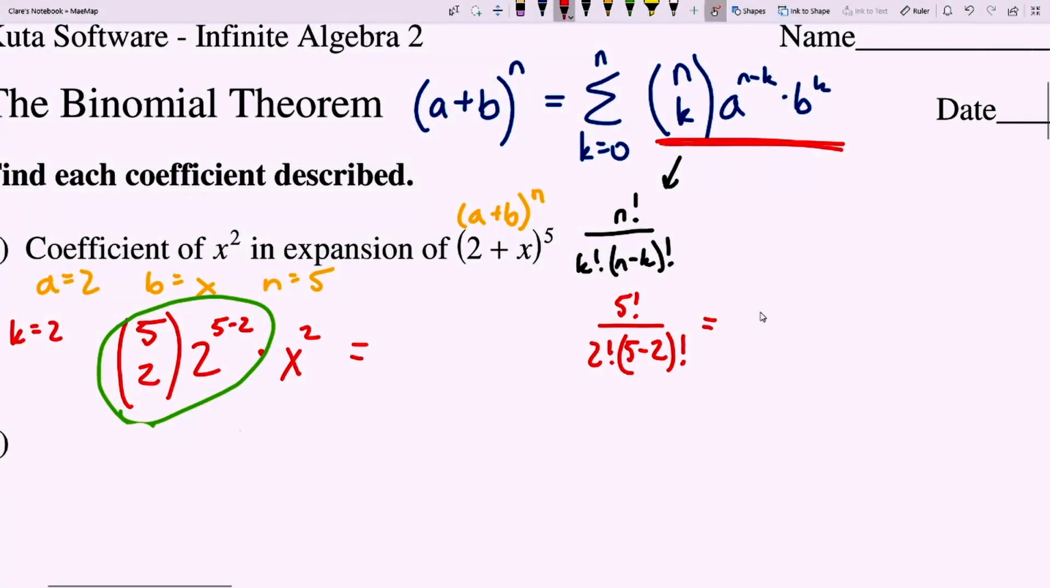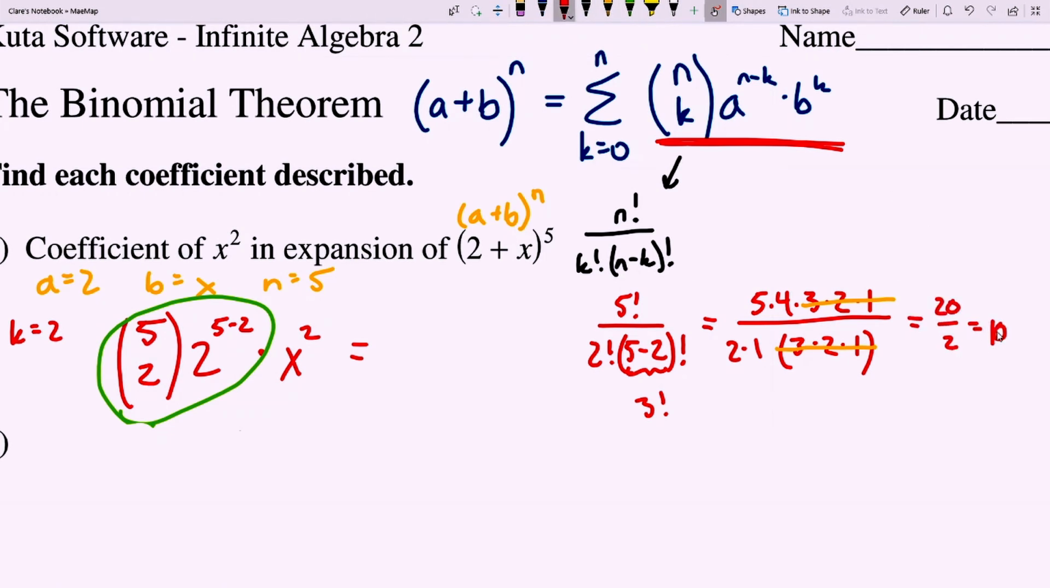Writing this out, 5 factorial is 5 times 4 times 3 times 2 times 1, all over 2 factorial, which is 2 times 1, times 5 minus 2, which is 3 factorial, so 3 times 2 times 1. Note that 3 times 2 times 1 cancels out. So we have 5 times 4, which is 20, over 2 times 1, so 20 over 2 gives us 10. So 5 choose 2 is 10, times 2 to the third.